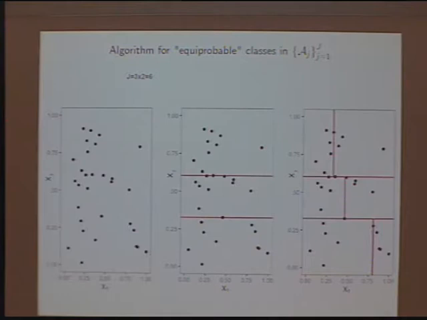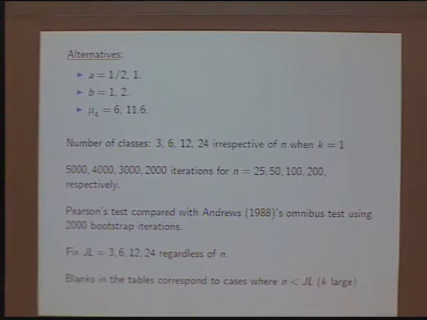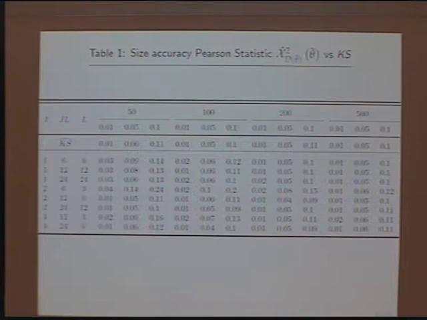We have this algorithm. I don't have time to discuss the algorithm. And we have made some simulations where the null hypothesis is a conditional normal distribution with a linear mean, and we have departures from the mean and departures from the conditional variance, and also departures from heteroscedasticity and kurtosis. I finish in one moment. You can see that the size of the test for the Pearson statistic is not bad, but is almost perfect with n equal to 500.